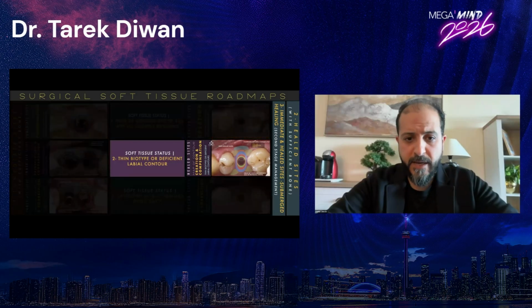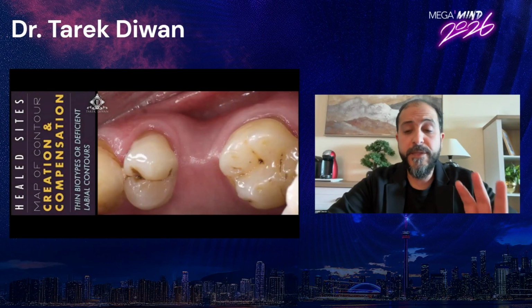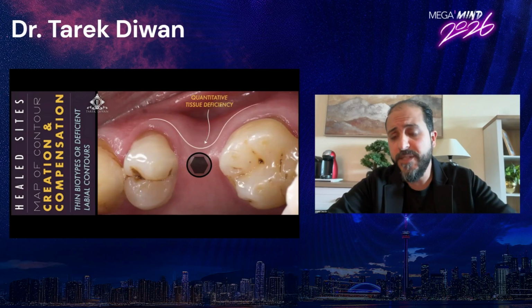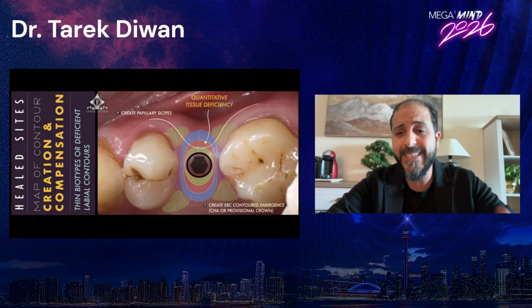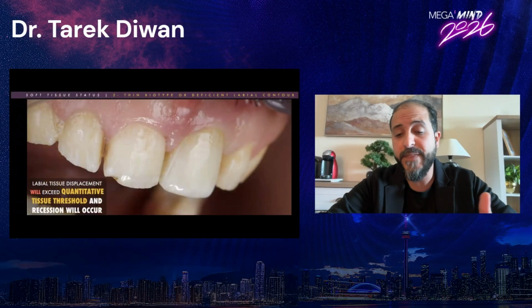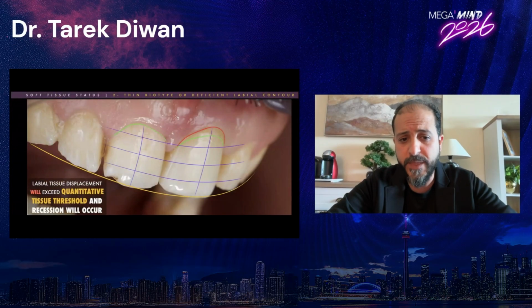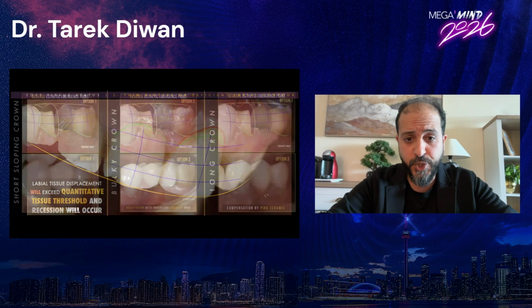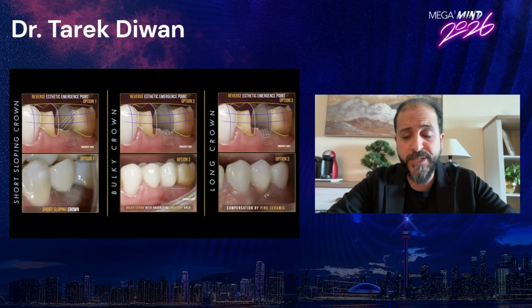In this category of the thin biotypes, the challenge is that we have a quantitative tissue deficiency. If you try to do exactly the same as in the previous category, that labial tissue displacement while shaping your emergence profile will exceed the quantitative tissue threshold, and eventually it will result in some recession and a long crown. That is how we face it in most of our cases with this kind of soft tissue. This leaves no option for yourself or the dental lab technician but to compensate with a deformed crown to overcome the shortcoming of the labial deficiency.